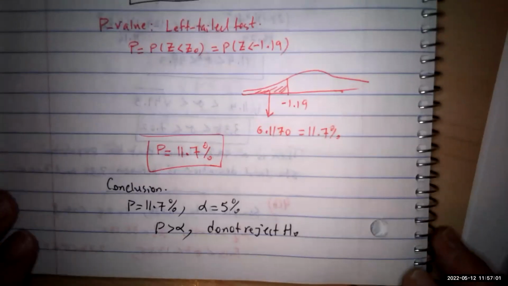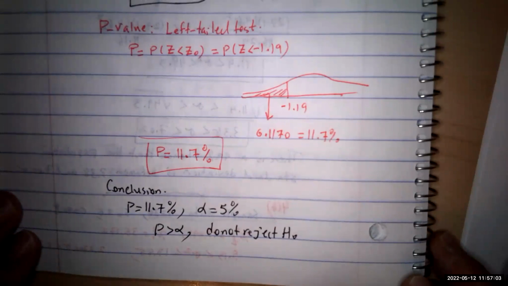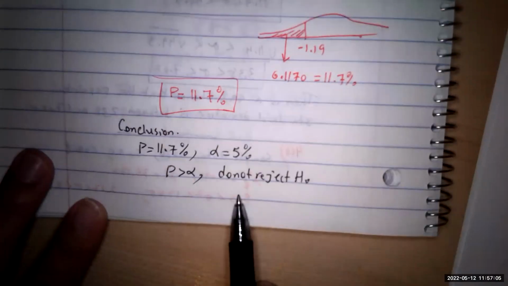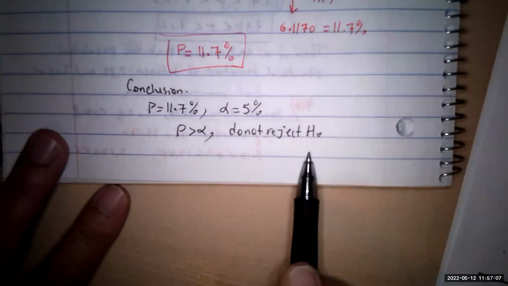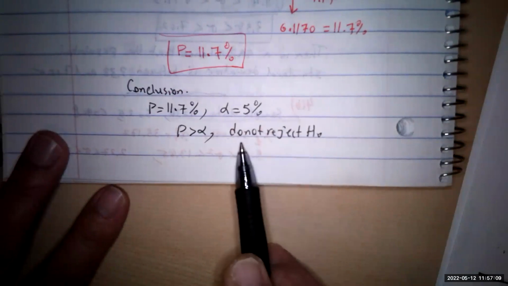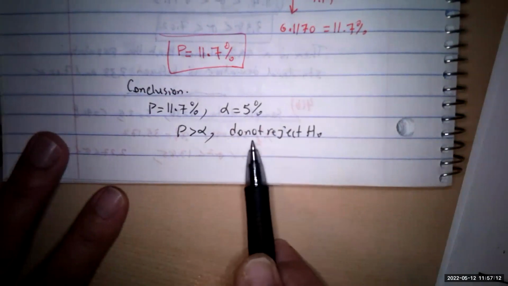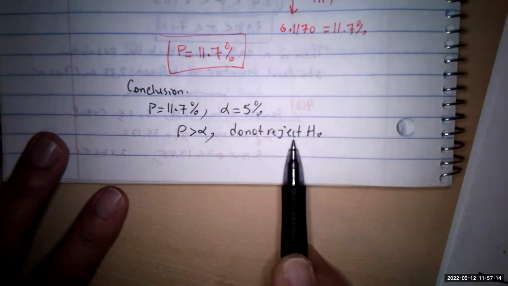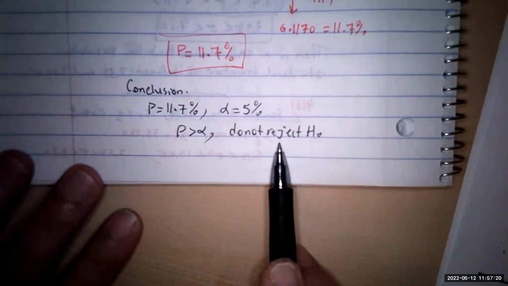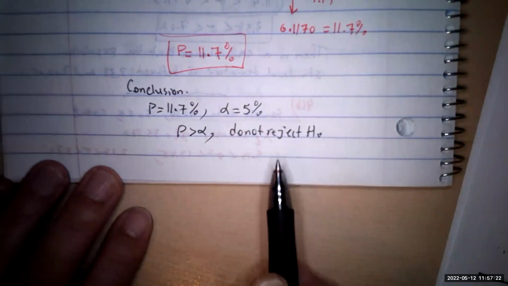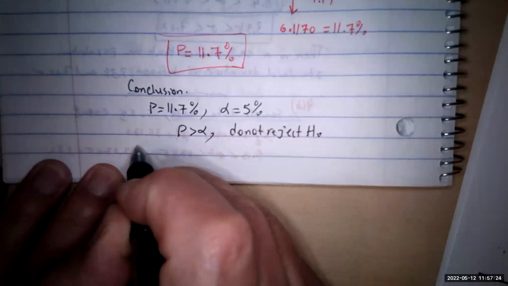I'm sorry, I made a mistake. Do not reject the H naught means you like the H naught. So you are not going to support the H1. So you have to write something negative for the H1. Something negative means there is not.